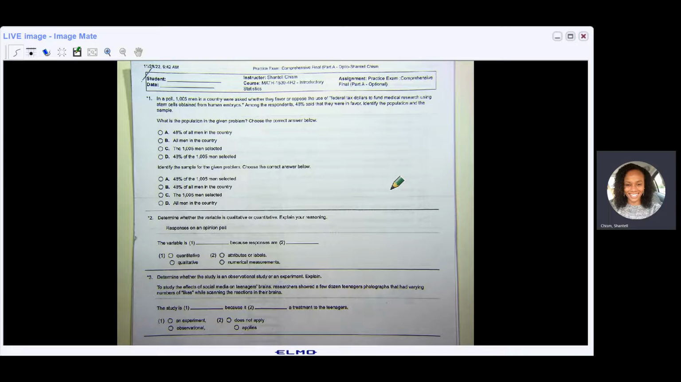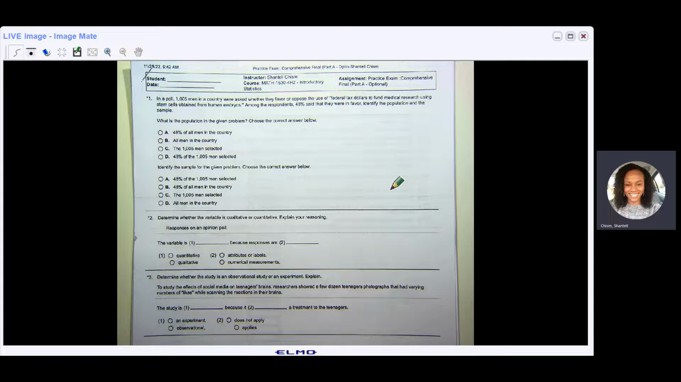So number 1 says, in a poll, 1,005 men in a country were asked whether they favor or oppose the use of federal tax dollars to fund research. Among the respondents, 48% said they were in favor. Identify the population and the sample.